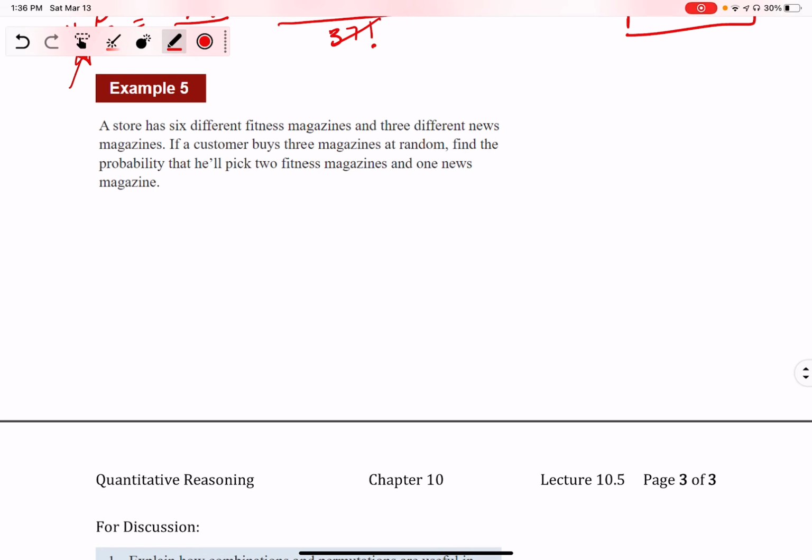Our last example, actually. A store has 6 different fitness magazines and 3 different news magazines. If a customer buys 3 magazines at random, find the probability that he'll pick 2 fitness magazines and 1 news magazine. Okay? So let's look at the information we have. We have 6 different fitness magazines and 3 different news magazines. He's looking to buy 3 magazines at random, and we are looking to see what's the probability that he'll pick 2 fitness magazines and 1 news magazine.